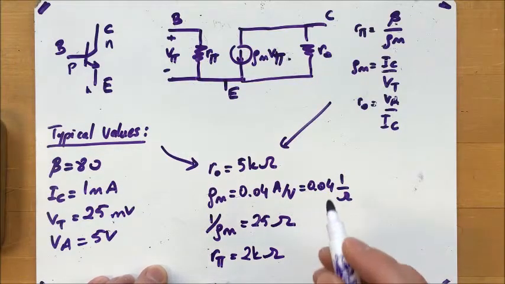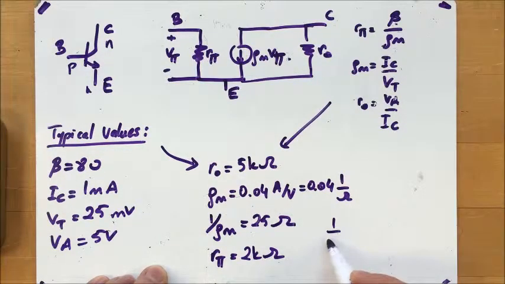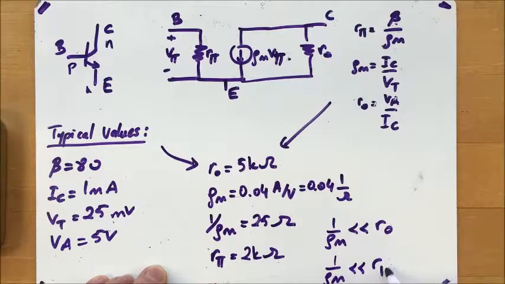I want you to pay attention here that 1 over GM is much smaller than RO, and 1 over GM is also much smaller than R pi. This is something we're going to use.